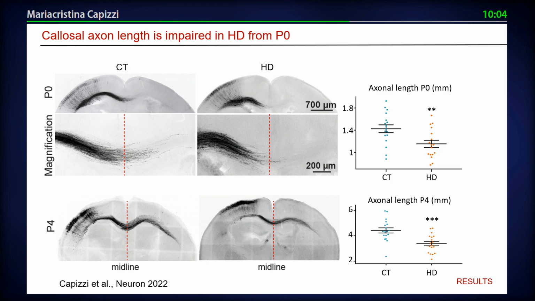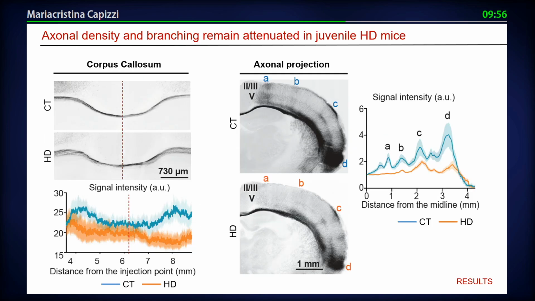So the next question was why, and what could be the consequences of this impaired axonal growth in adult stages. For this, we analyzed the axonal density inside the corpus callosum, and we could see that the density was decreased, meaning that fewer axonal fibers were crossing the corpus callosum. And at the level of the contralateral side, we saw that even if a subpopulation of neurons was able to reach the contralateral side, the connectivity was overall impaired compared to the control brain.